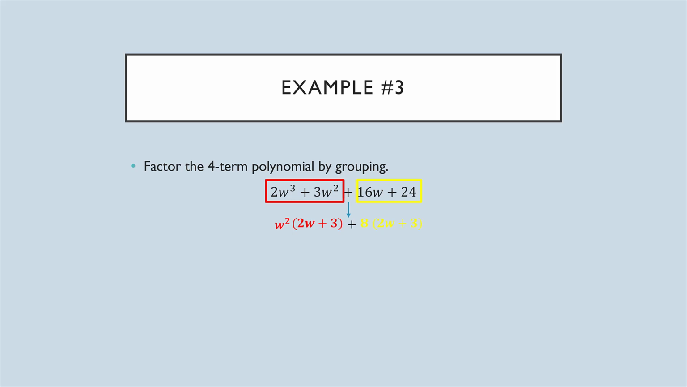My parentheses match. Always check. Make sure that they match. 2w plus 3 and 2w plus 3, they match. I'm going to go ahead and write that factor first. And then the second factor is what's left on the outside, those GCFs, w squared plus 8. That's our factored form.